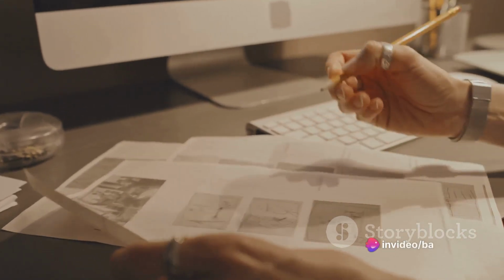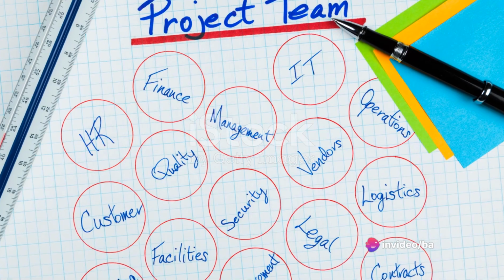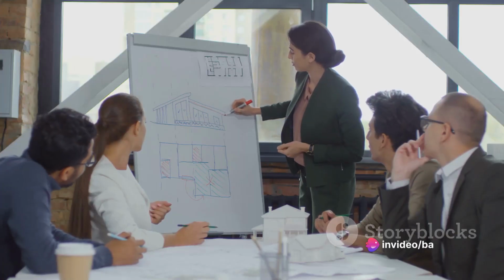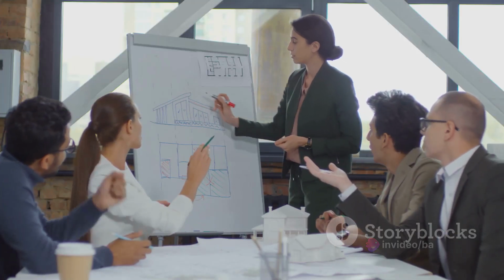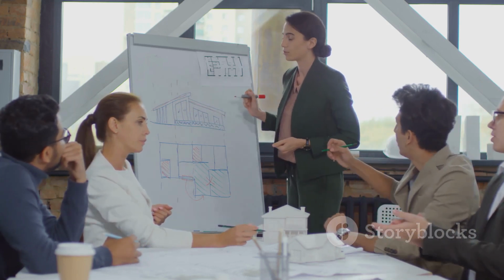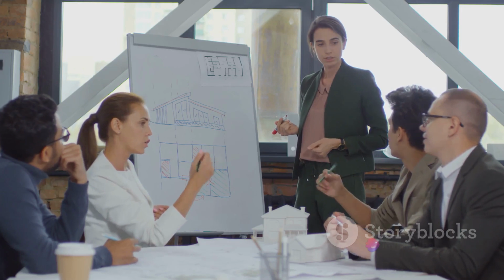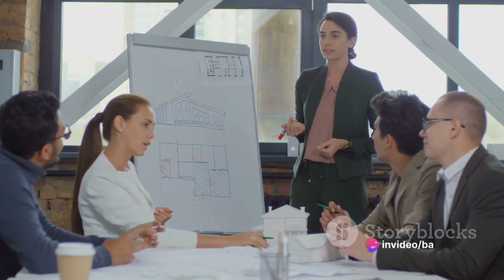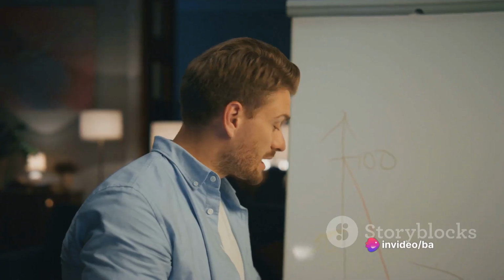Next, let's move to the scope. Here you'll outline what the project will and will not cover. This section is crucial because it sets both boundaries and expectations. It's like drawing a line in the sand that says, this is what we're doing and this is what we're not. Remember, be as clear and concise as possible.